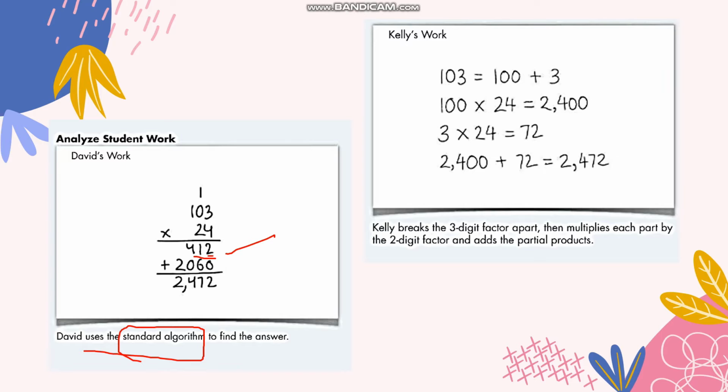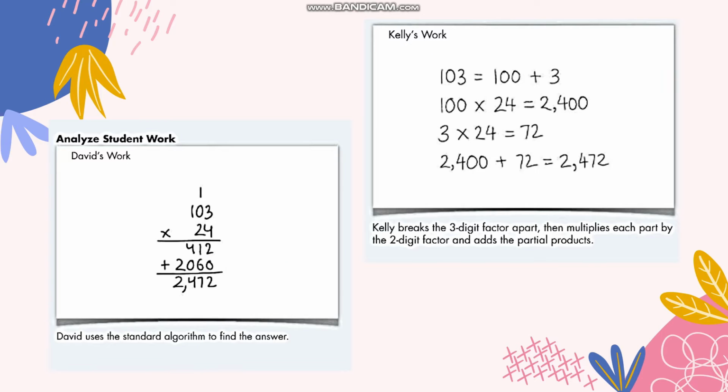Then, before multiplying the tens place, I need to put 0 first, because when you multiply the tens place, the first answer must be in the tens place. So 2 times 3 is 6, 2 times 0 is 0, and 2 times 1 is 2. Then add. 2 plus 0 is 2, 1 plus 6 is 7, 4 plus 0 is 4, then bring down 2. So there are 2,472.